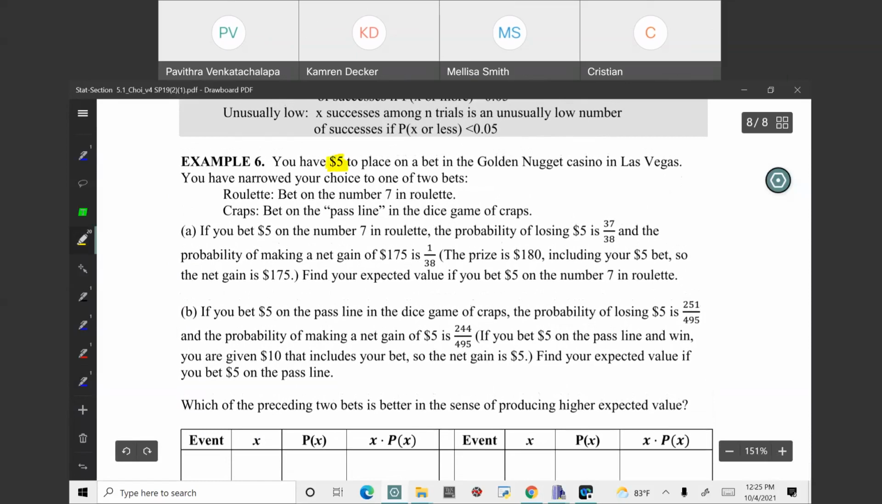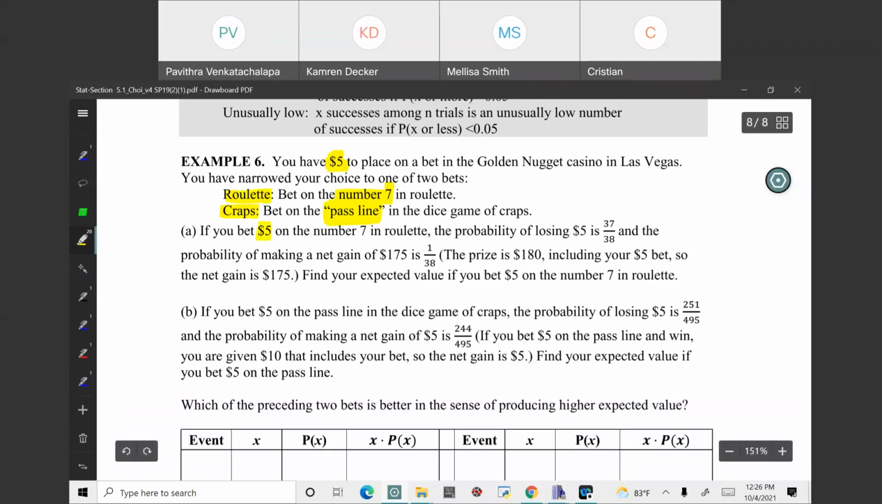You have $5. Now, there are 2 games to be played. You're supposed to bet on number 7, and in the next game, you're supposed to bet on the pass line. Okay, now there are 2 games, so we will look at the roulette first.